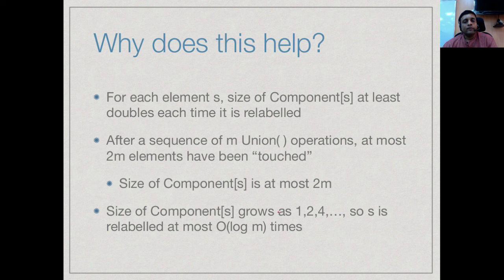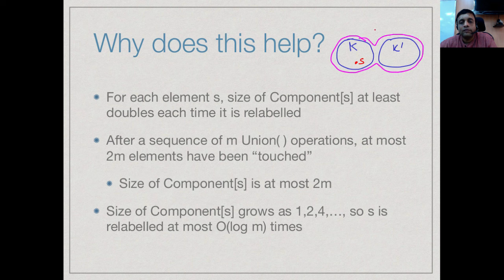So the effect of merging the smaller set into the bigger set is that if I look at an individual element, the component, if it changes its label, if the component is currently K and it becomes K prime, then the new set is at least twice as big as the old set. Supposing I had a set K and an element S in it, and I had another set K prime, and then I decide to merge these into a single set.